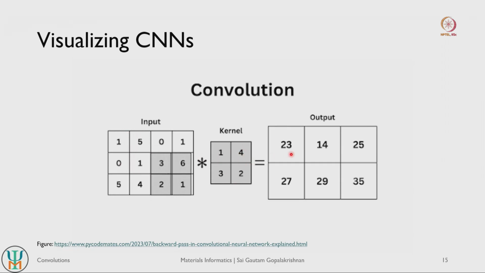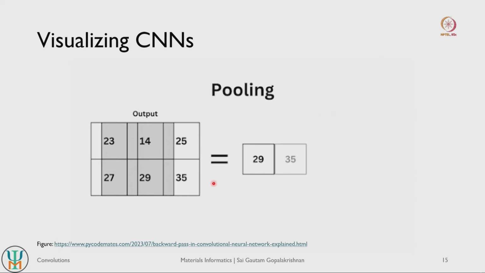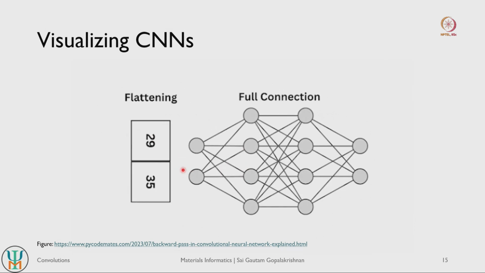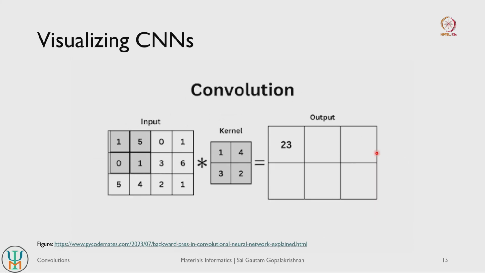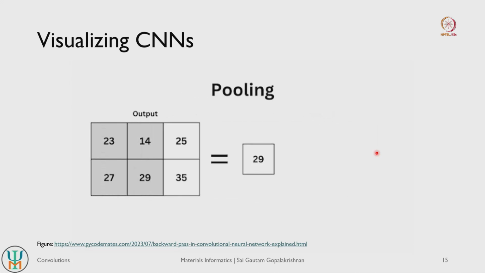a kernel, so this is your filter operation, you get a certain output, and then from the output you do a pooling operation. The pooling operation creates a smaller representation, you flatten it, and then you pass it on to a fully connected neural network, and finally you get an output. So this is in short how convolutional neural networks actually work. These are the mathematical operations that are actually done under the hood in any convolutional neural network.